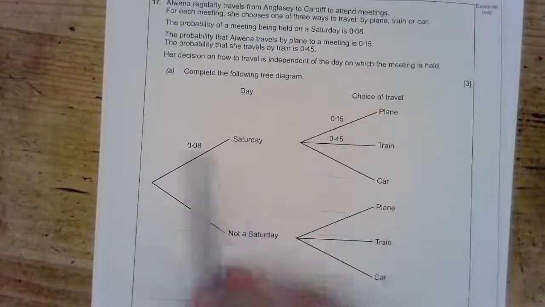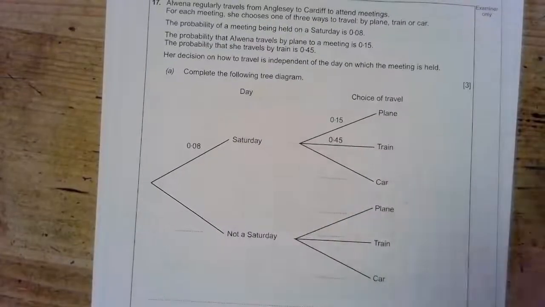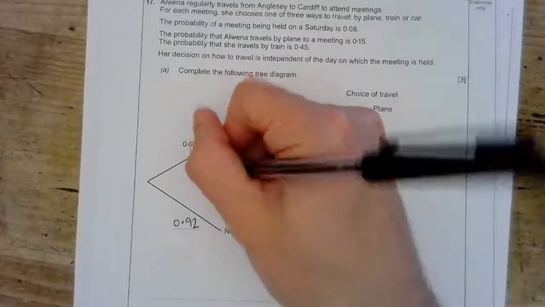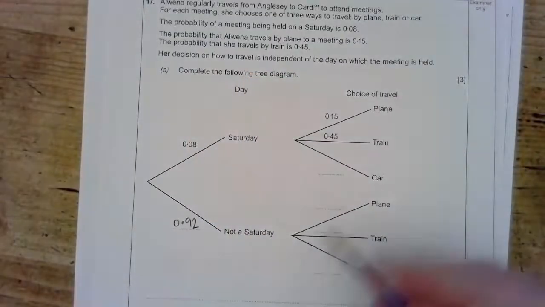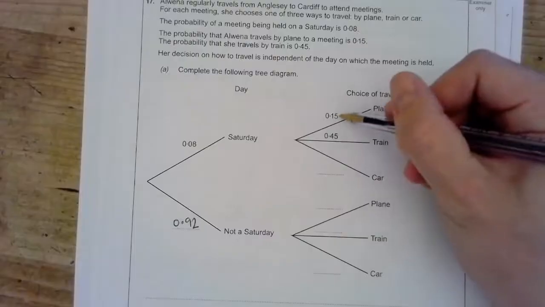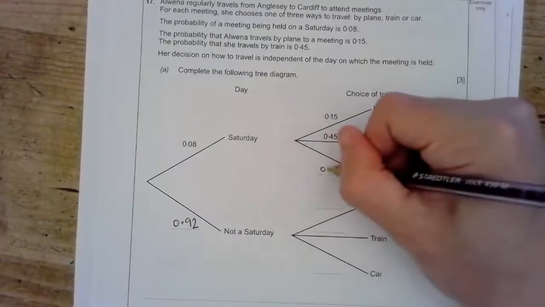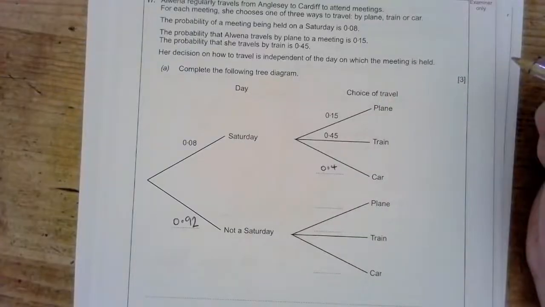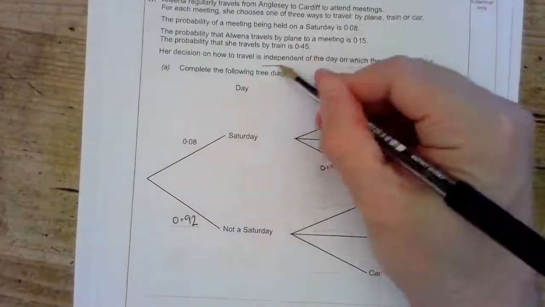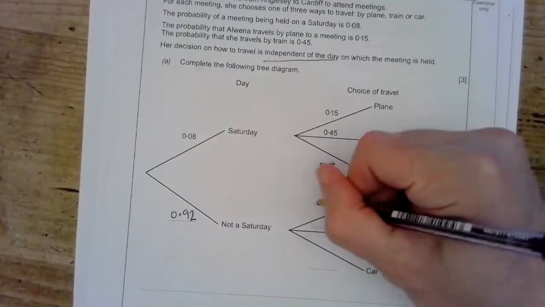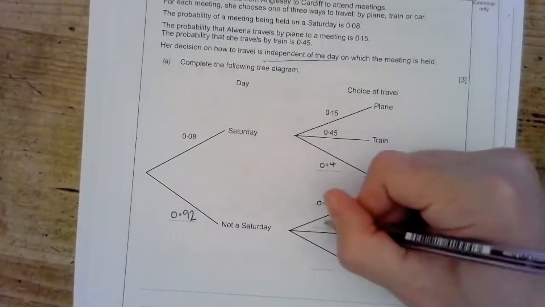Branches on a probability tree must add up to 1, so that must be 0.92, because 0.08 and 0.92 add up to 1. Similarly, these must add up to 1, 0.15 and 0.45 makes 0.6, so this must be 0.4. These options are independent, so independent there means that they don't get affected by the Saturday or the Sunday. So all of these probabilities remain exactly the same here.